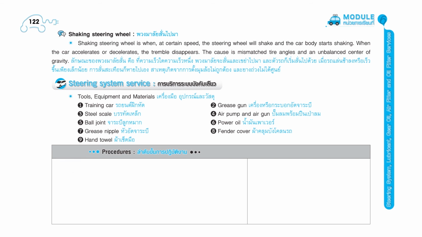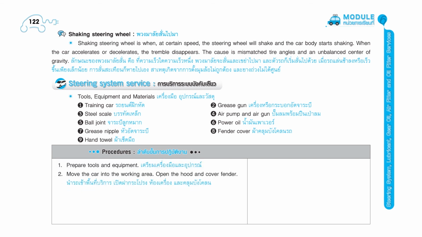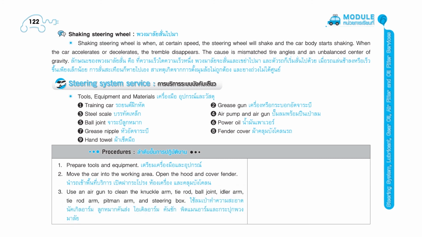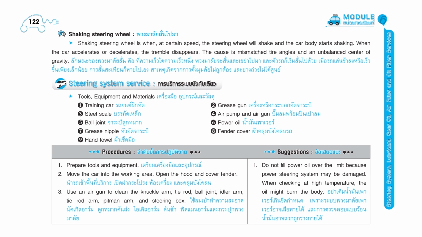Procedures. 1. Prepare tools and equipment. 2. Move the car into the working area. Open the hood and cover fender. 3. Use an air gun to clean the knuckle arm, tie rod, ball joint, idler arm, tie rod arm, pitman arm, and steering box. Suggestions: 1. Do not fill power oil over the limit because the power steering system may be damaged. When checking at high temperature, the oil might burn the body.